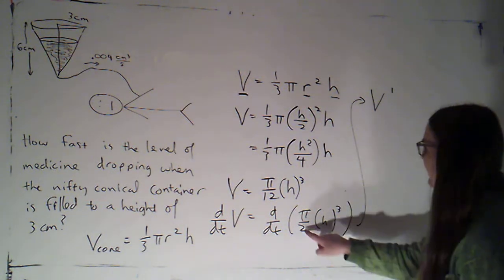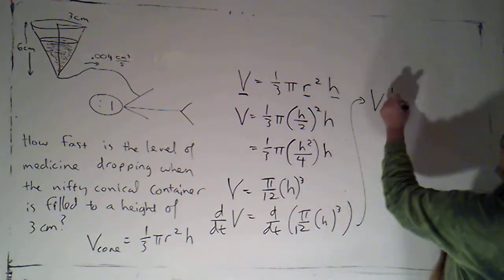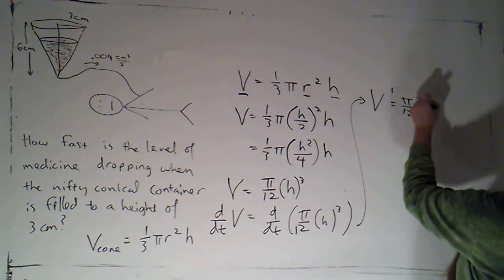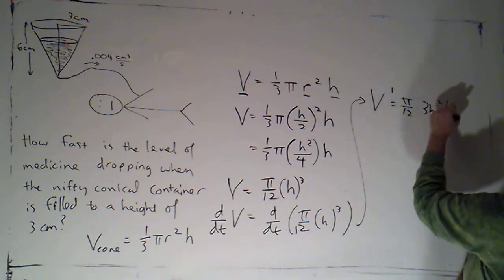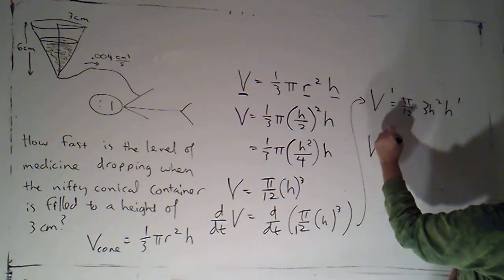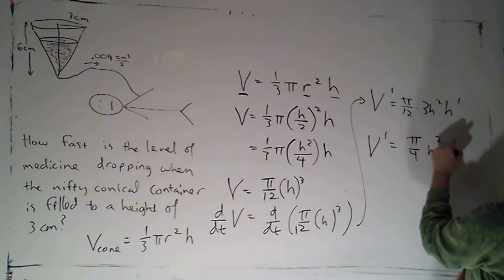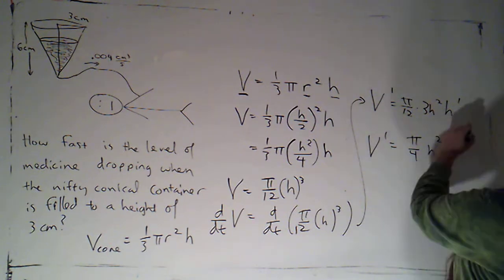Nothing complicated there. If I have a name for the function, when I take the derivative, I just name the derivative. Constant multiple rule, that's a 12, sorry. Constant multiple rule says I'm going to get pi over 12, and then power rule times 3h squared, chain rule times h prime. So let's see, I can cancel the 3 and the 12. So v prime is pi over 4 h squared h prime. Excellent.